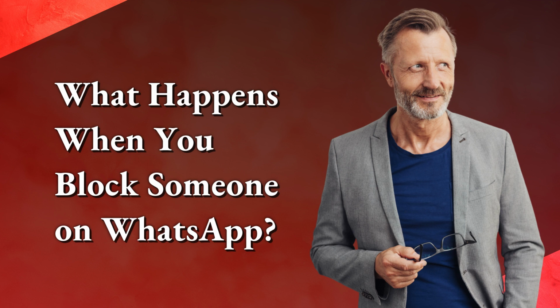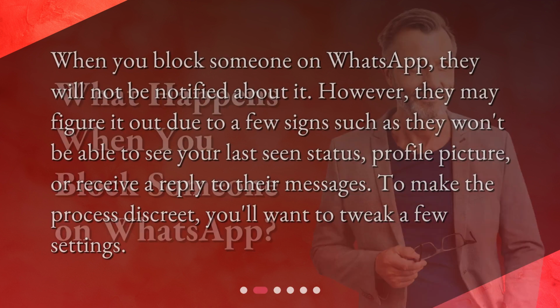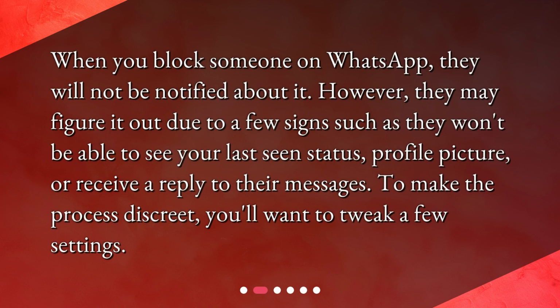What happens when you block someone on WhatsApp? When you block someone on WhatsApp, they will not be notified about it. However, they may figure it out due to a few signs, such as they won't be able to see your last seen status, profile picture, or receive a reply to their messages. To make the process discreet, you'll want to tweak a few settings.